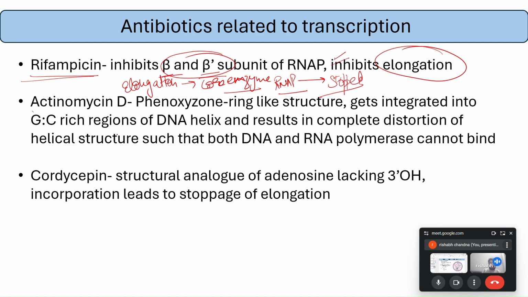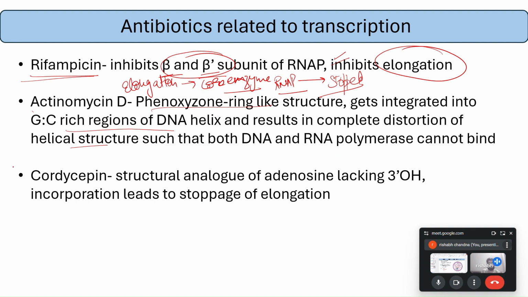And then we have actinomycin D. It's basically a phenoxazone ring-like structure that gets integrated into the GC-rich region of the DNA helix, and it results in complete distortion of the helical structure, such that both DNA and RNA polymerase cannot bind.